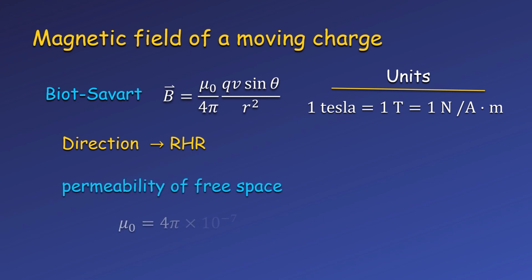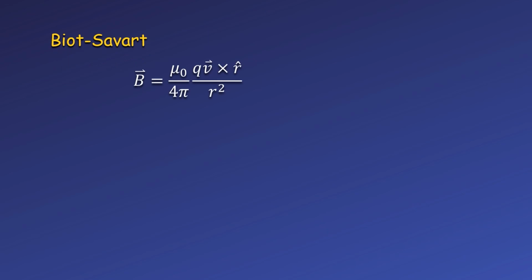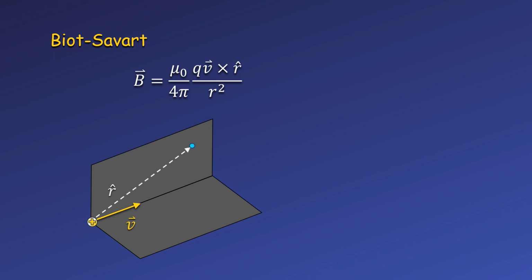This constant mu naught is called the permeability of free space, and it plays a similar role for magnetism as epsilon naught, the permittivity of free space, did for electricity. We can also write the Biot-Savart law in terms of a cross product. Here we have a charge q moving with velocity v. We want to find the magnetic field at some point that is indicated by the vector r, which points from the charge to the point where we want the field.